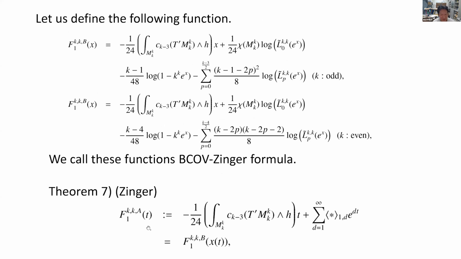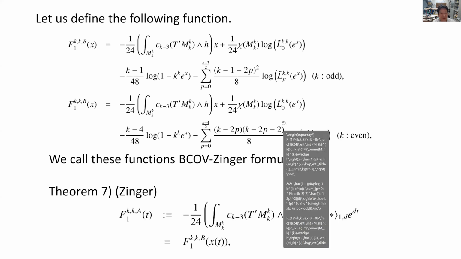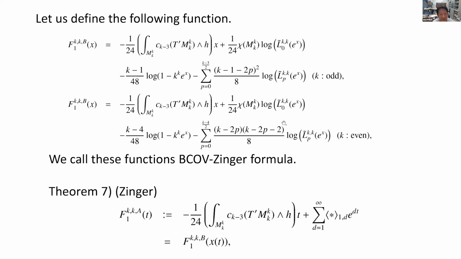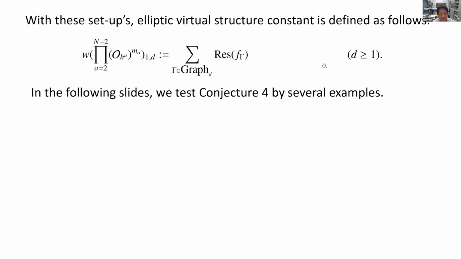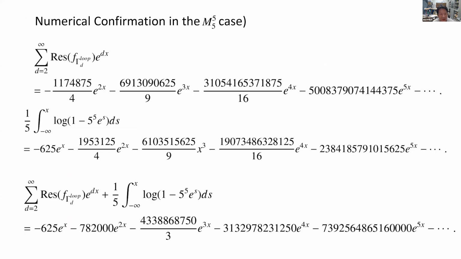Then Zinger proved that the A-model Gromov-Witten invariants of the Calabi-Yau, the generating function of Gromov-Witten invariants, is given by the mirror transformation of this kind of function. So this is the famous result of classical mirror symmetry at the genus 1 level. On the other hand, let us define the generating function of elliptic virtual structure constants given here. And this W star is obtained from this definition, right?